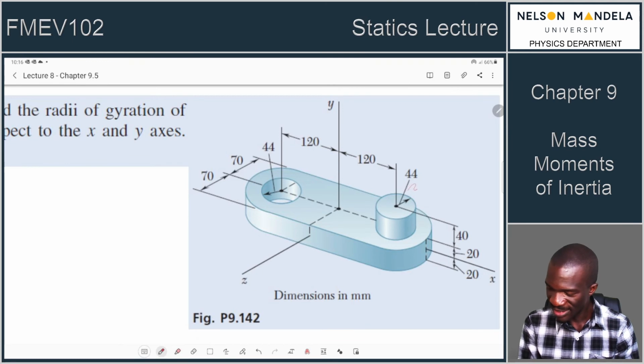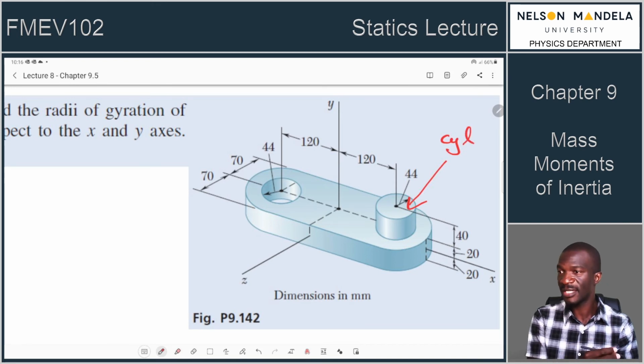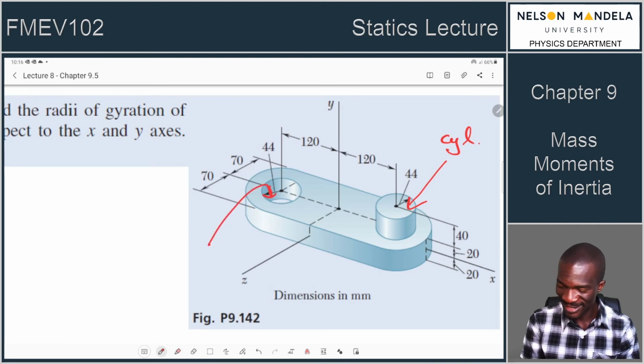So let's call this a cylinder, right? At least we know that we had a cylinder in our tables. We've got a circular cylinder. This area is negative, isn't it? So we can actually use it. So this is also a what? A cylinder.